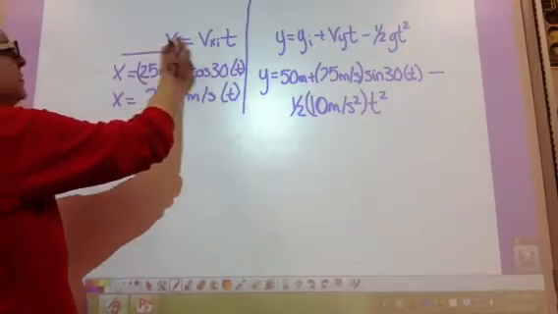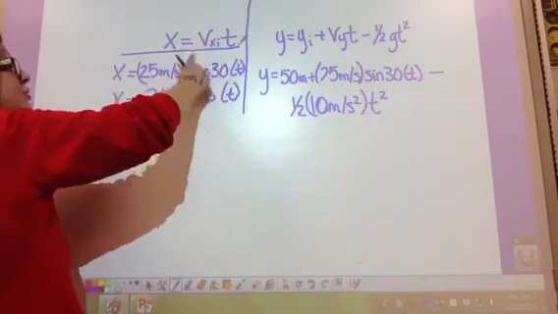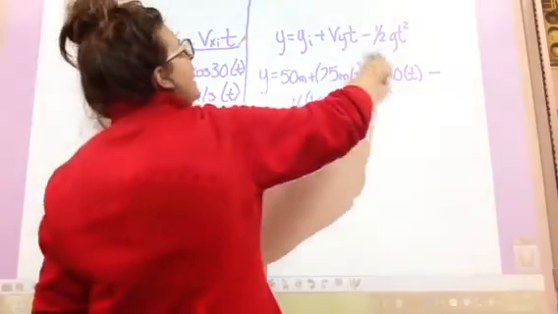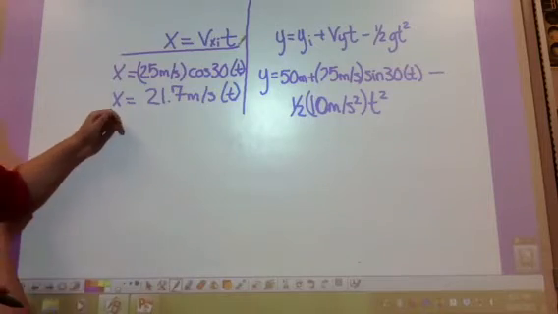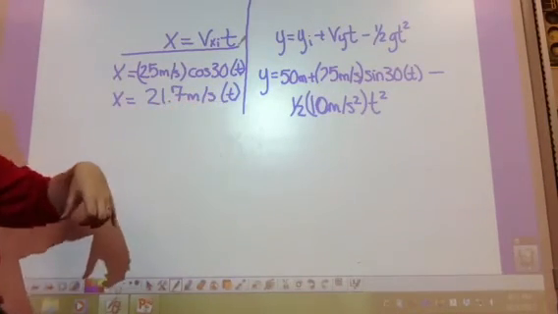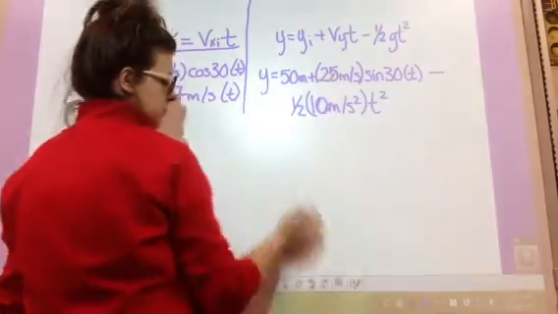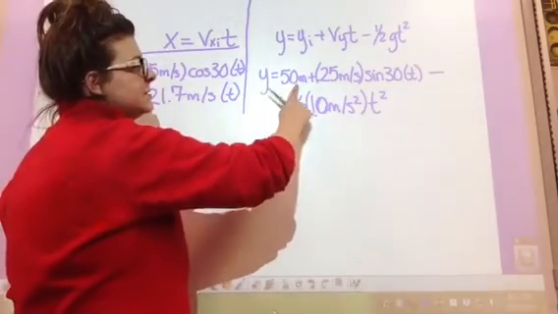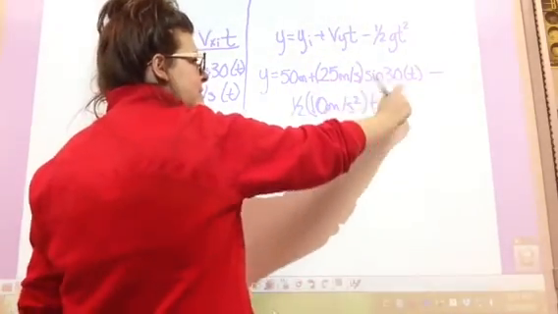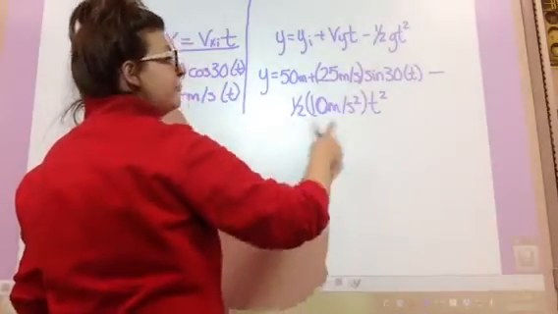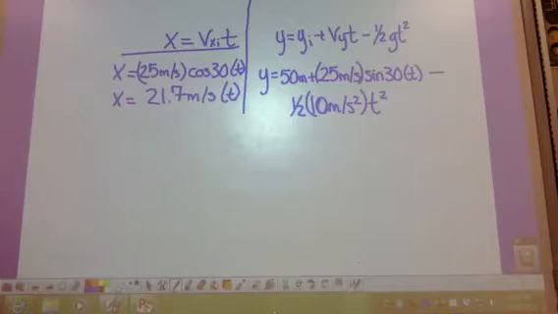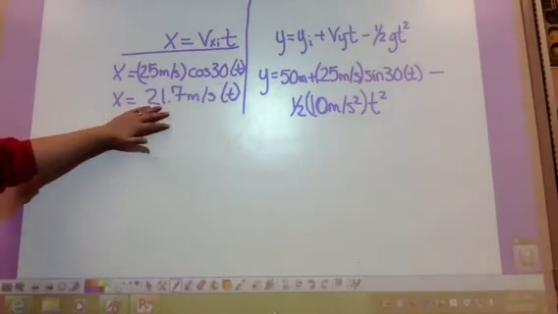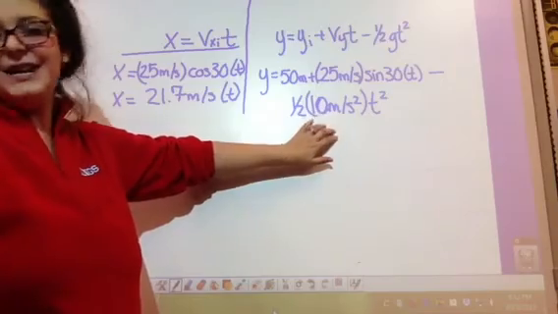So here I had x equals my initial velocity in the x direction times time, and then I had my, again, y equation that we've used. So I plugged in our variables here, and when I did that, I got x equals 21.7 times time, and then we have my y, which is 50 meters, plus 25 times sine 30 times t, minus 5 meters per second squared times time squared. Well, I have a problem because I don't know time. I can't find time here, but I do know a way that I can find time here.